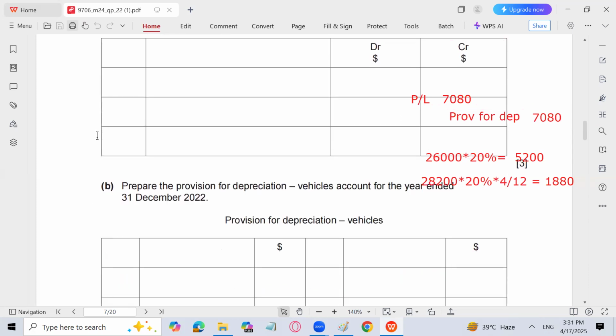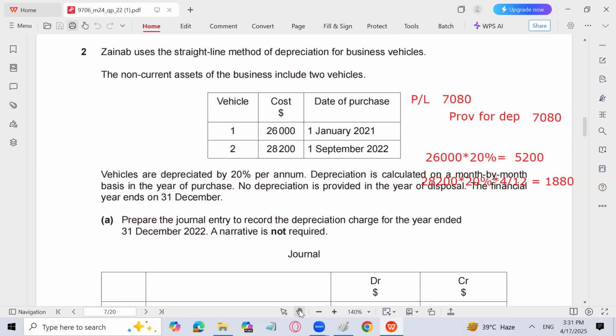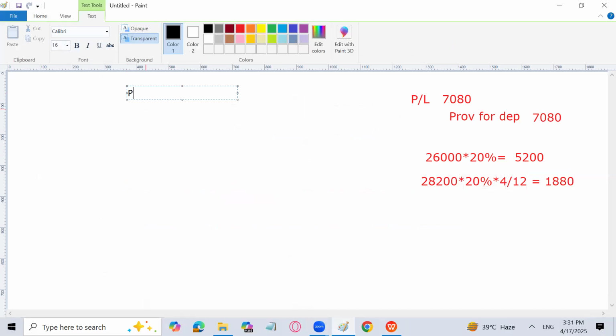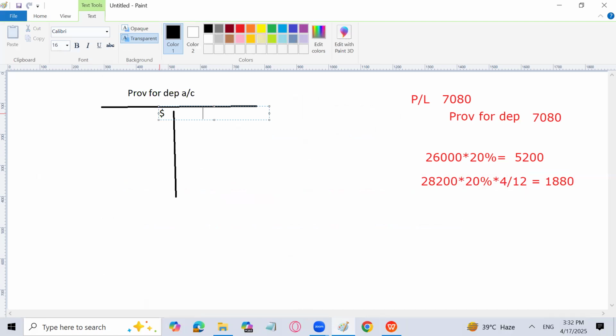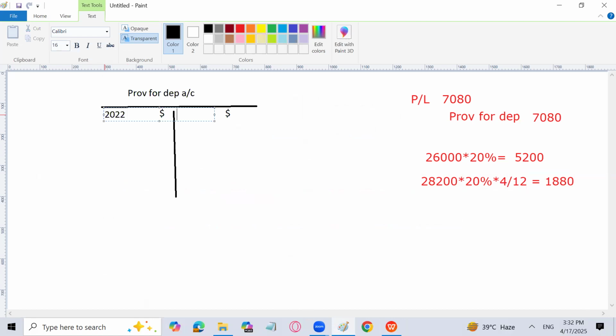Okay, next, prepare the provision for depreciation account, vehicle, for the year 31st December 2022. So let's prepare the provision for depreciation vehicle account. Vehicle account is basically prepared with the cost of the asset purchased. It is debited with the cost and credited with the cost of the asset sold. But it didn't ask us to prepare the vehicle account. So we are preparing the provision for depreciation of vehicle for the year 2022. So on 1/1, we are supposed to write the depreciation brought down, the depreciation at the beginning of the year.